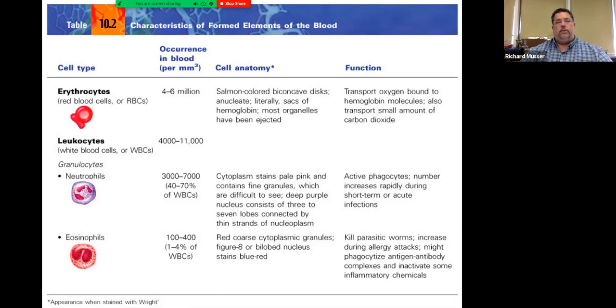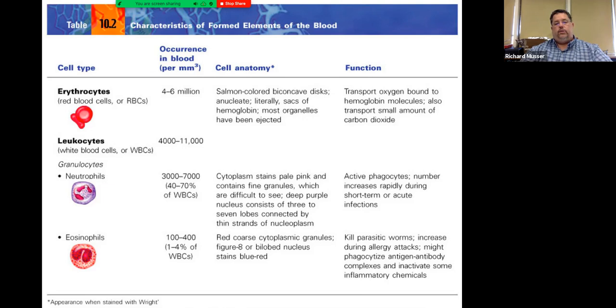So again, medical technologists or clinical lab scientists, or maybe even pathologists, their job is to look at these blood cells under a microscope, get a rough count, and that helps the medical doctor to come up with a diagnosis. So there's around 3,000 to 7,000 of those in this cubic millimeter of blood.